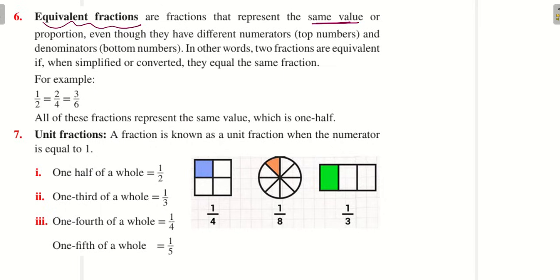Let's take an example to be 3/5. And let's also take another example to be, let's say, 6/10. Let's compare these two fractions. They have different numerators and they also have different denominators. But the two fractions have the same value.